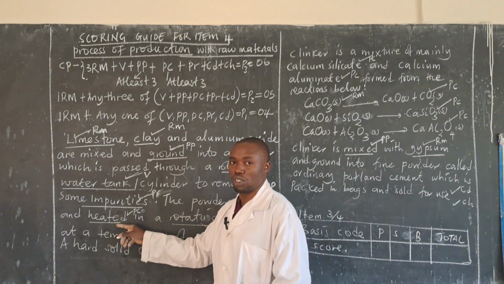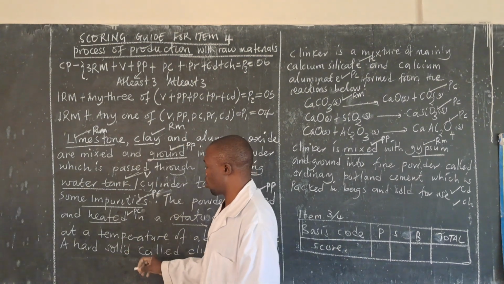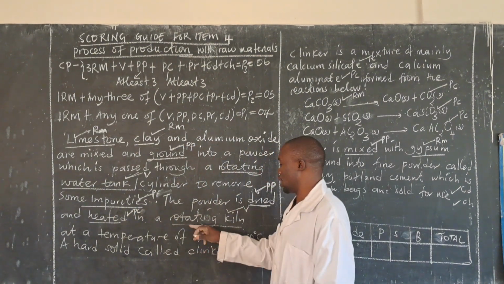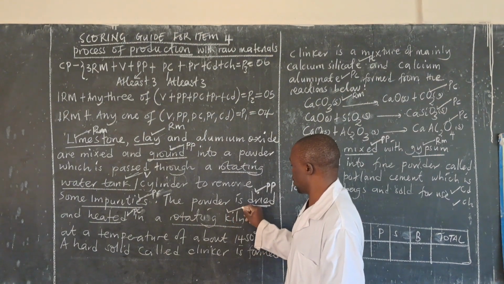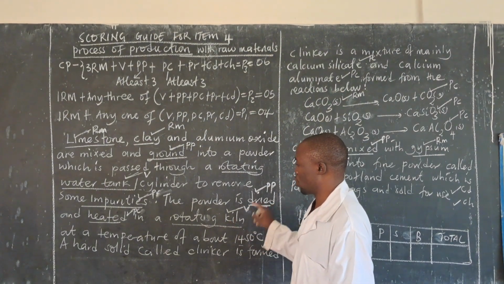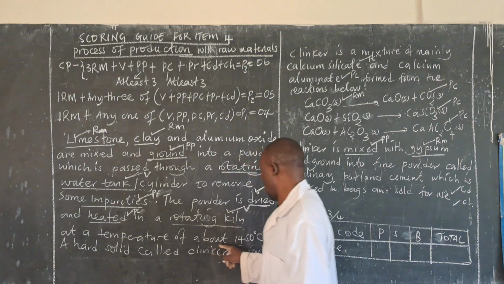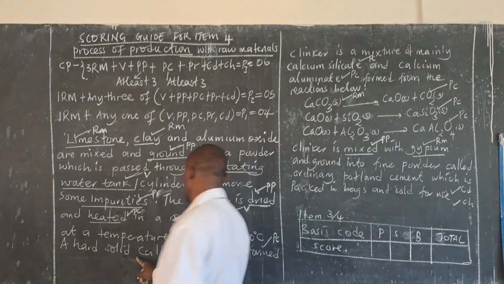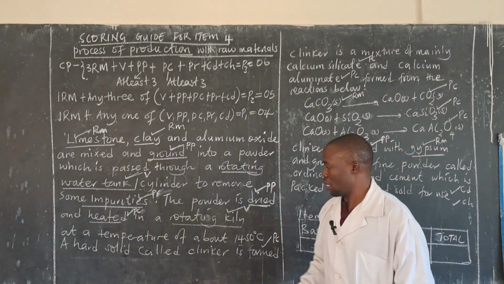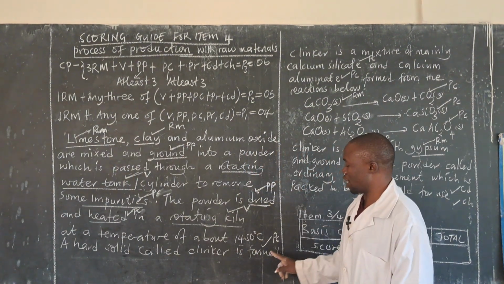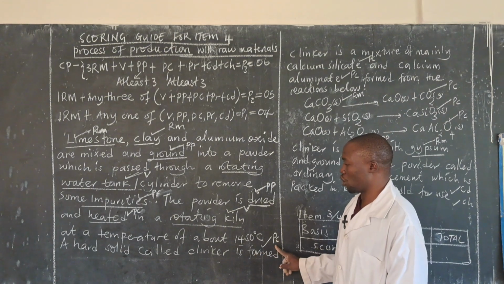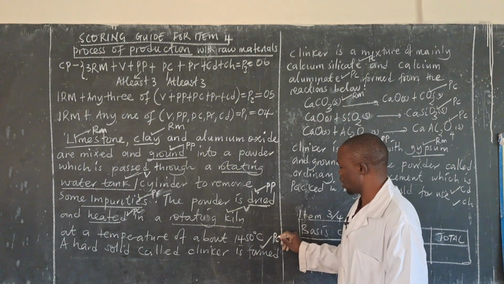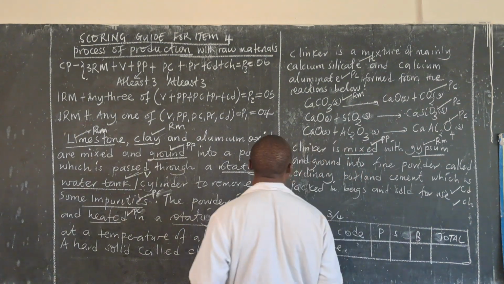Heating produces new substances, so it's a chemical process. Tick, PC, the code for chemical process. In the rotating kiln, a kiln is a vessel. Tick, put code V. At a temperature of about 1450 degrees C, a hard solid called clinker is formed. The formation of this solid is a chemical process, so put a tick and PC as the code for this chemical process.